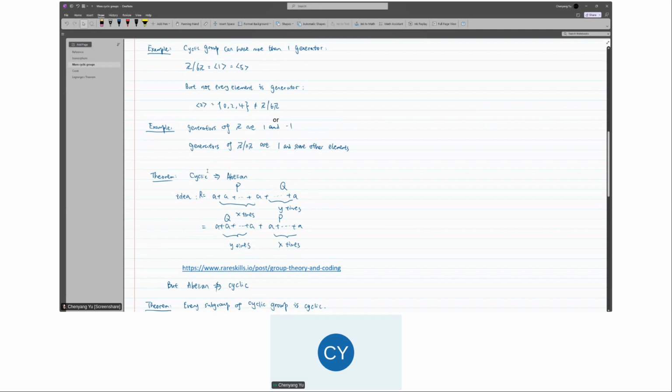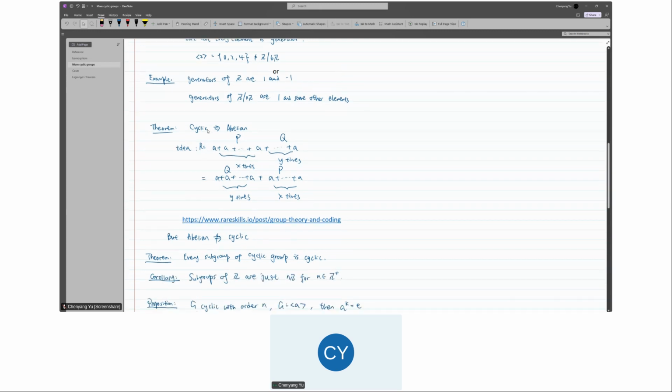Famous theorem, very famous one, probably you should memorize this: if a group G is cyclic, then it is abelian, but not the reverse. So if a group G is abelian, it doesn't have to be cyclic, but if it's cyclic, it has to be abelian. So how to prove that?